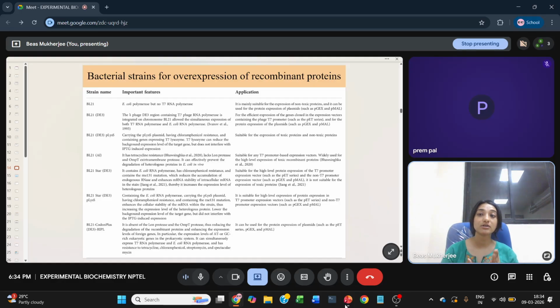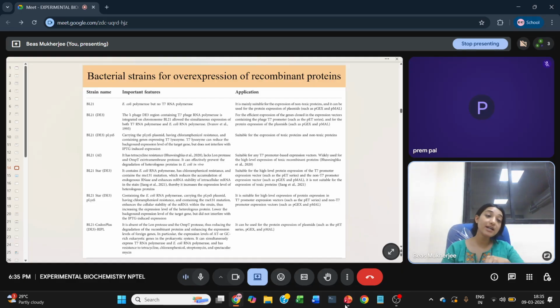Then there is BL21 DE3. Now what is this DE3? This is actually taken from a bacteriophage or a virus. So the genetic material of this particular bacteria BL21 has a portion of the genetic material taken from a virus incorporated into it. That is from lambda DE3 phage. The lambda DE3 phage region containing the T7 phage RNA polymerase gene is taken and integrated into this bacteria. So this bacteria can now produce this viral RNA polymerase.